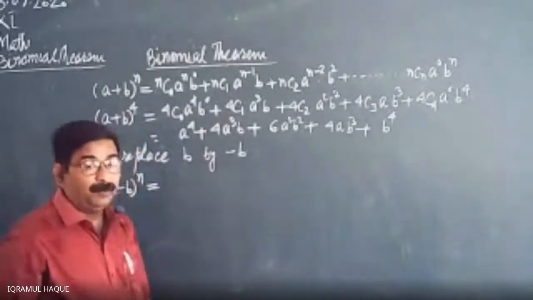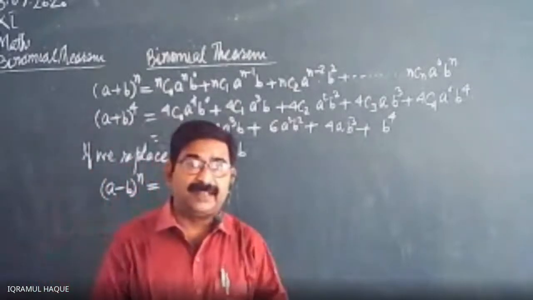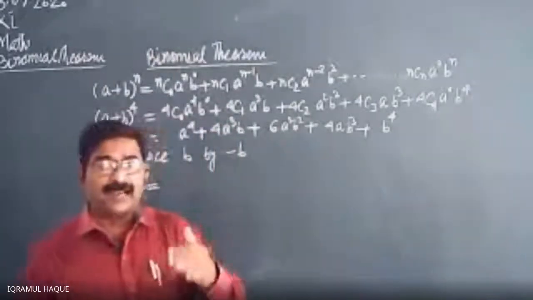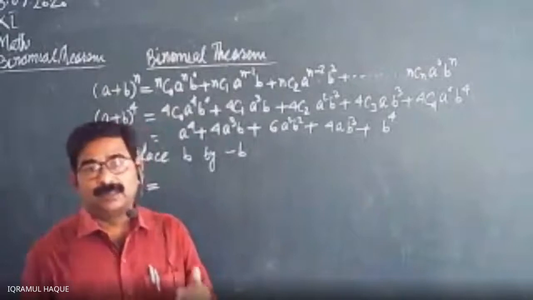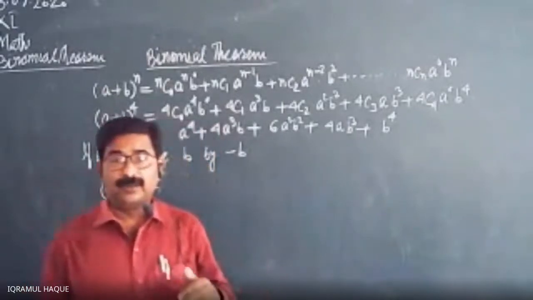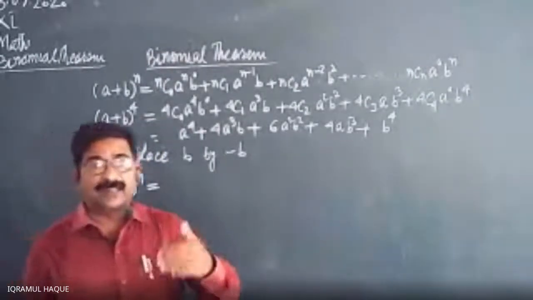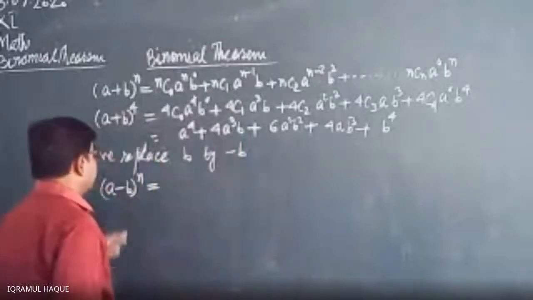And to remember it in general, when you expand the negative sign in the middle, that is a minus b, so every alternate term will be negative. First term is positive, second negative, third is positive, fourth negative, fifth is positive, sixth negative. Means every alternate term will be negative. So let's see, expand this.